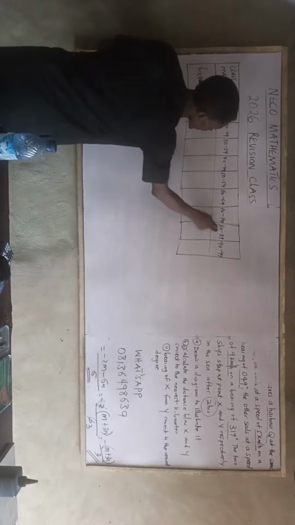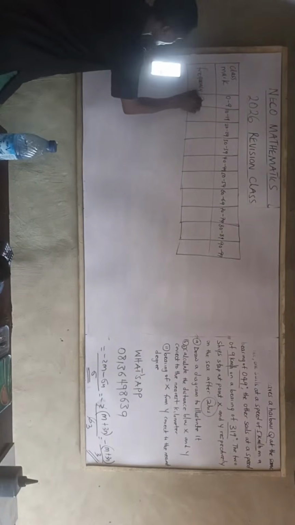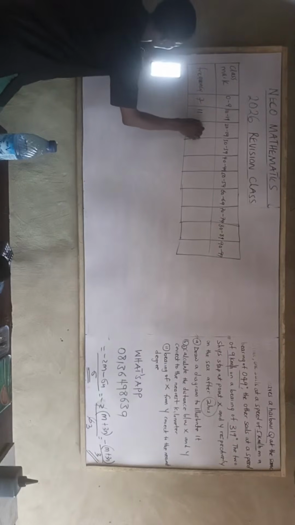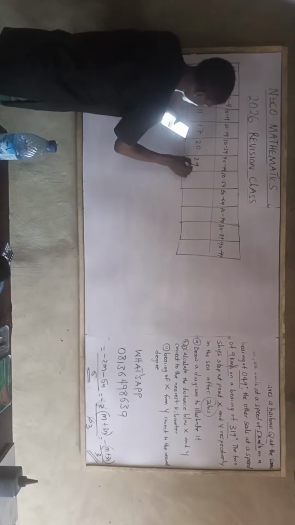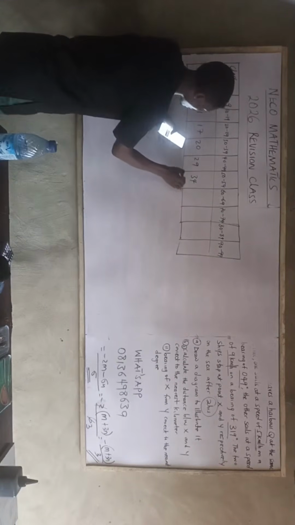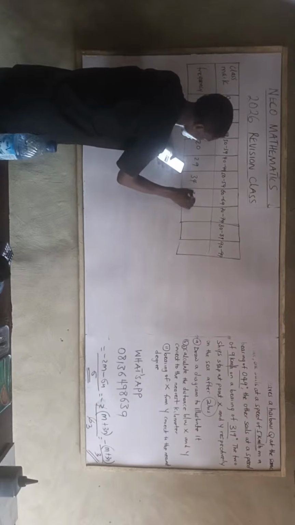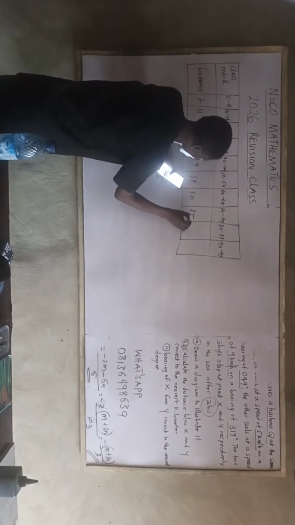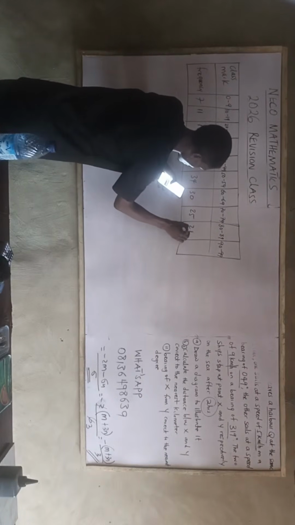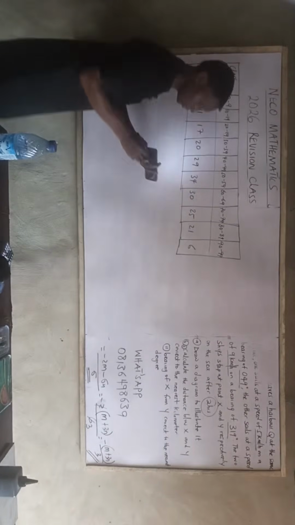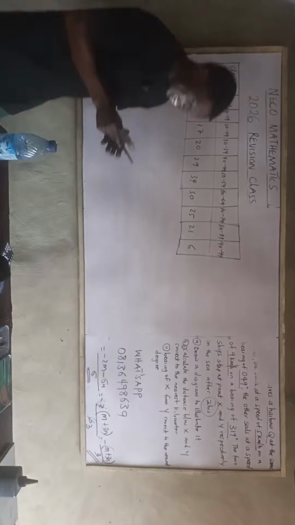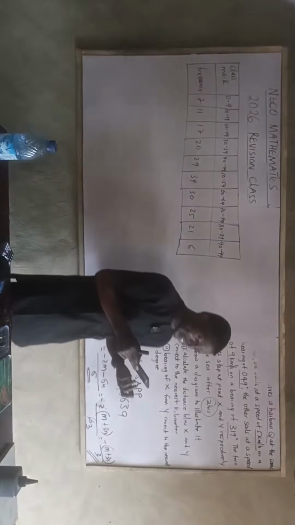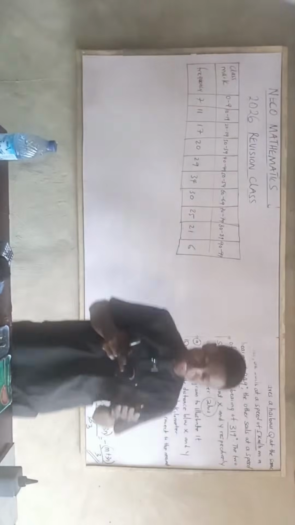90 to 99. 1, 2, 3, 4, 5, 6, 7, 8, 9, 10. The frequencies are 7, 11, 17, 20, 29, 34, 30, 25, 21, and 6. Now, the question here says we have to construct a cumulative frequency table for the data.